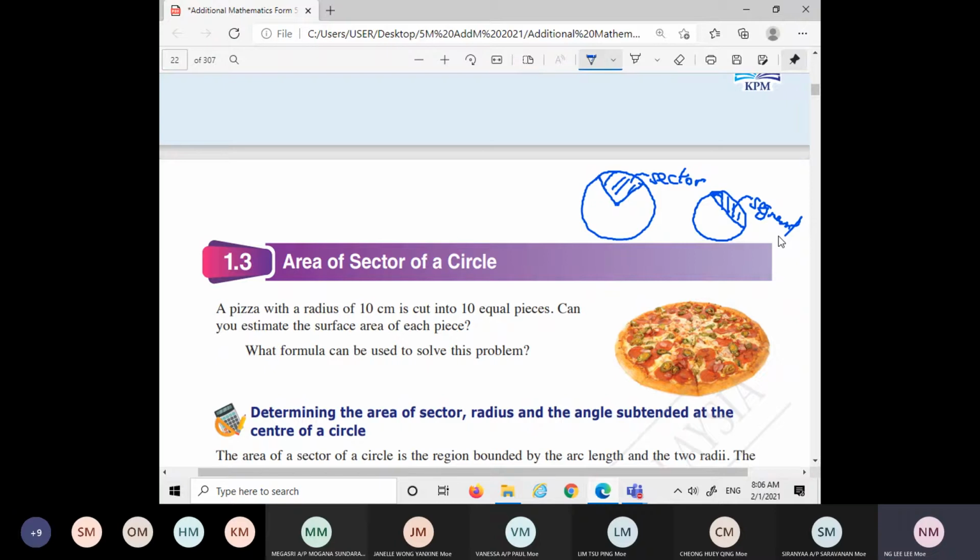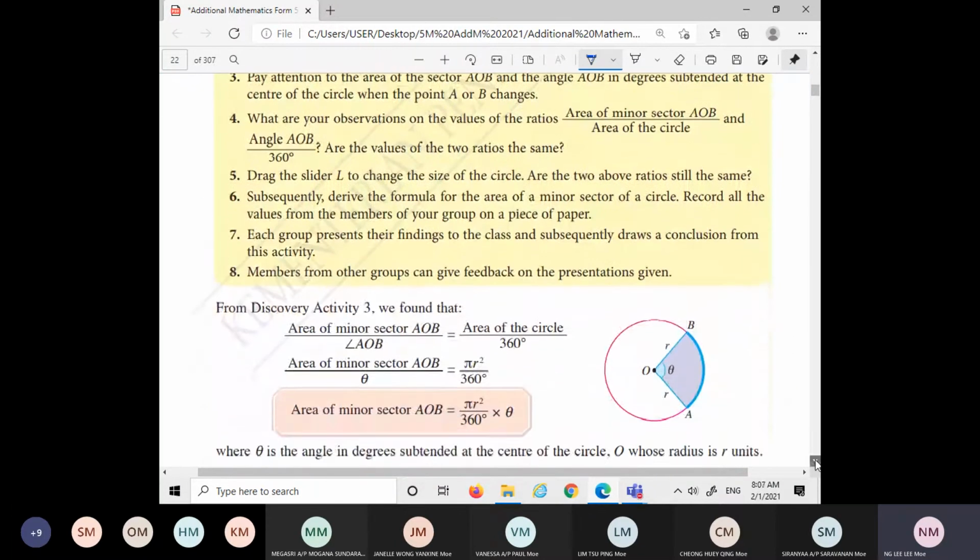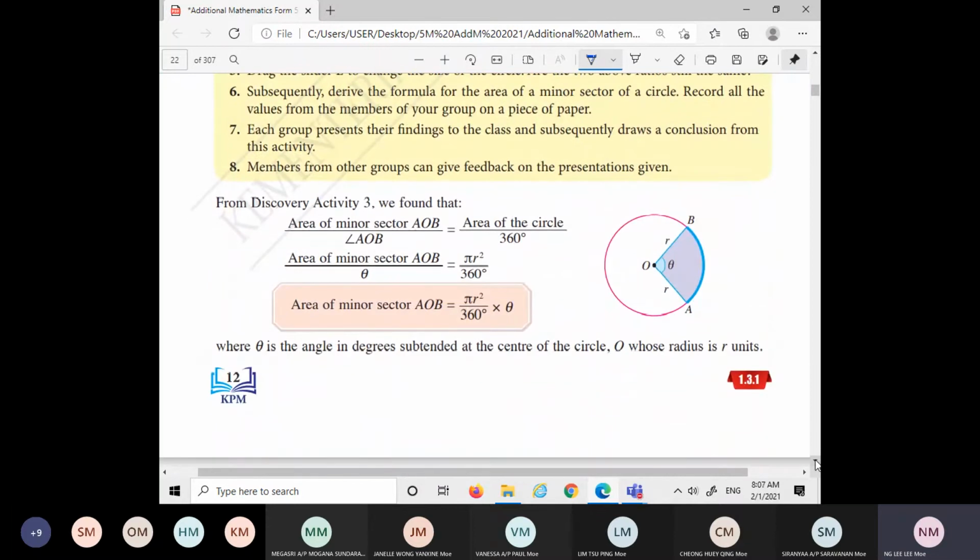Please write today's index: area of a sector and a segment. Actually, you have learned this during lower form. You see, the area of the circle.